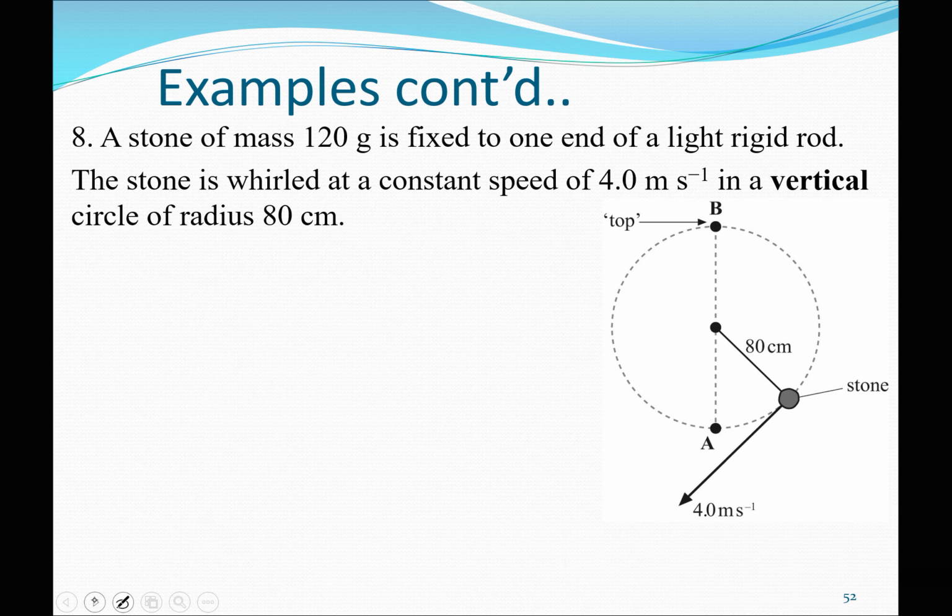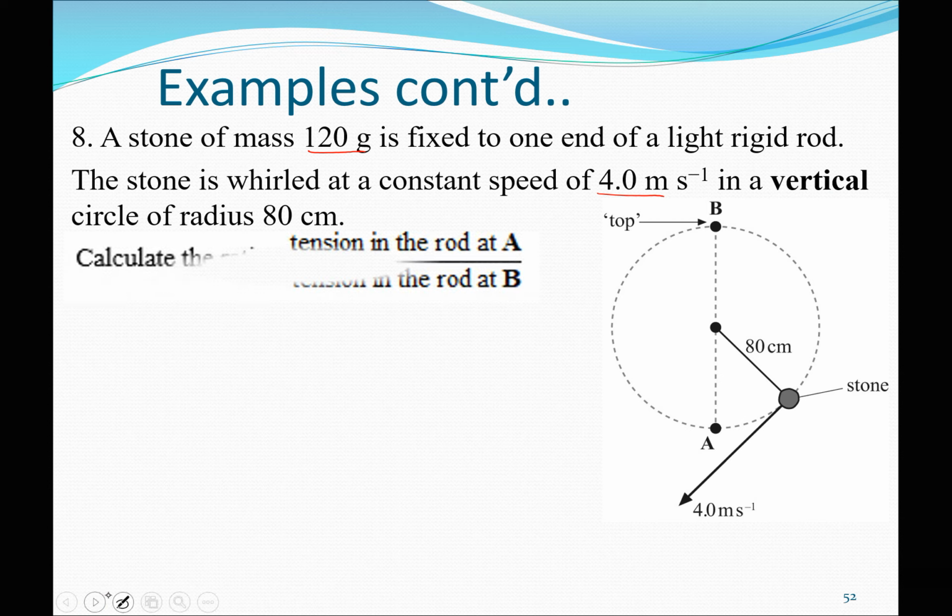Then a stone of mass 120 grams is fixed to one end of a light rigid rod. The stone is whirled at a constant speed of 4.0 meters per second in a vertical circle of radius 80 centimeters. Calculate the ratio tension in the rod at A divided by tension in the rod at B. So we have tension in the rod at A over tension in the rod at B.